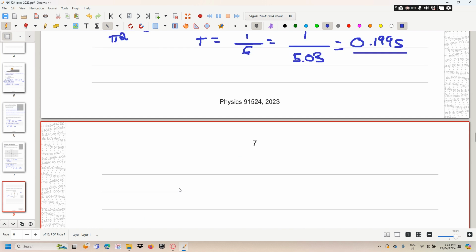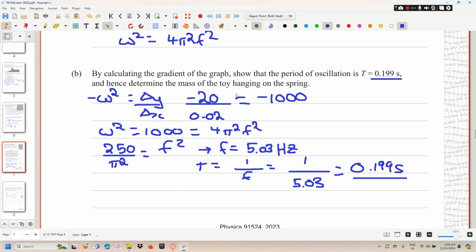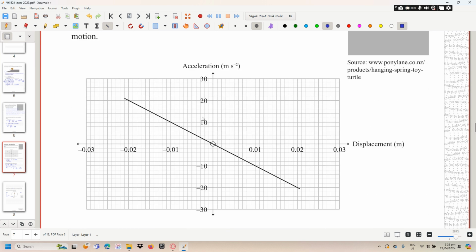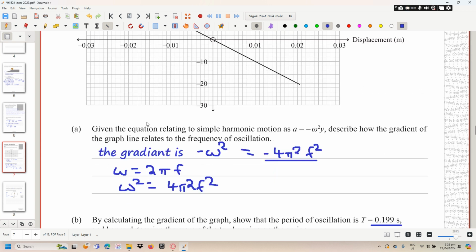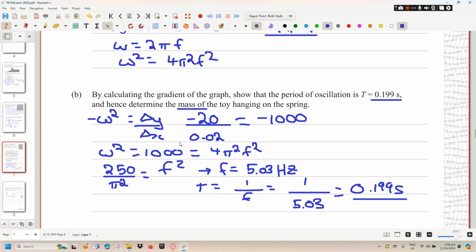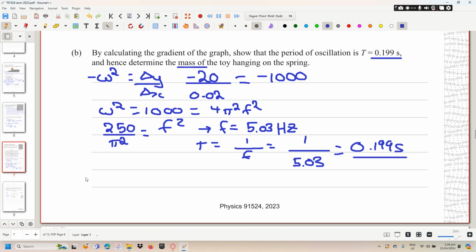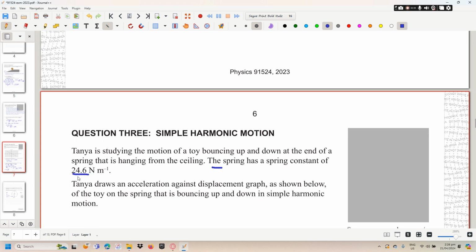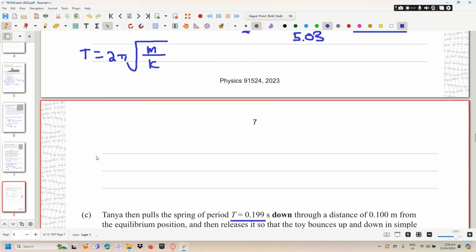Oh, wait, hang on. Do we have to calculate the mass? Oh, whoops. I was wondering, because I was like, this must be useful for something. The mass of the toy, I forgot to read that. You know that T is equal to 2 pi the square root of m over k. Now you're given k, it's 24.6.